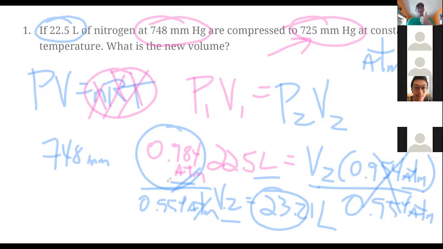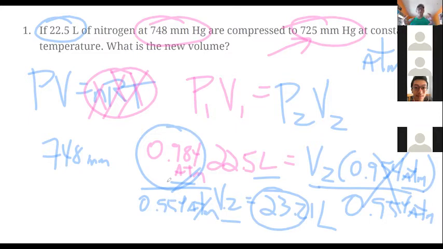Now, take a look and see if that makes sense. Our new pressure, P2, is actually less than the initial pressure. So if the pressure goes down, what happens to the volume? Goes up. Goes up, right?